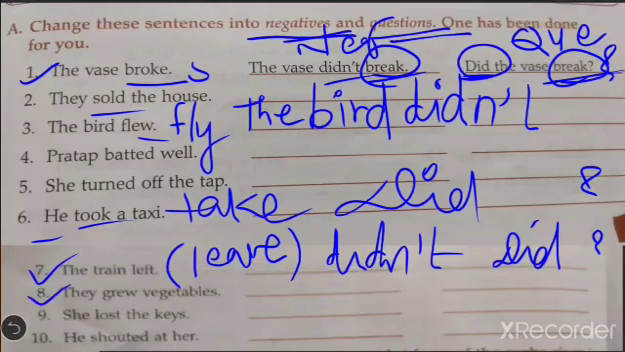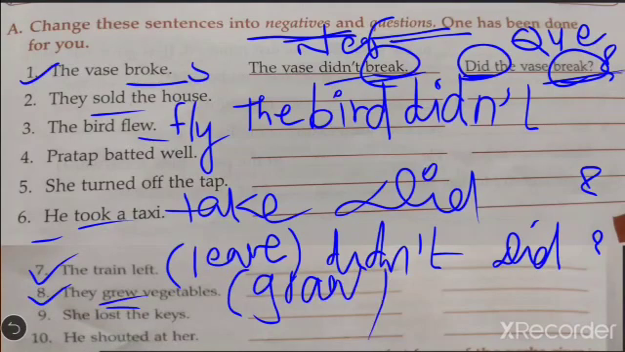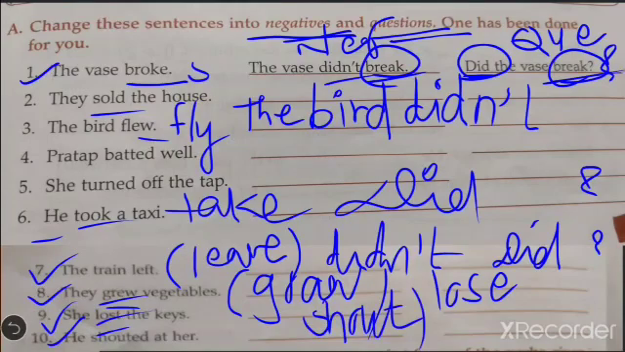Now look at number 8. They grew vegetables. Grew is the past form of grow. They didn't grow vegetables. Did they grow vegetables? Number 9. She lost the keys. Lost is a past form of lose. So what will you write here? She did not lose the keys. And in a question sentence, did she lose the keys? Number 10. He shouted at her.